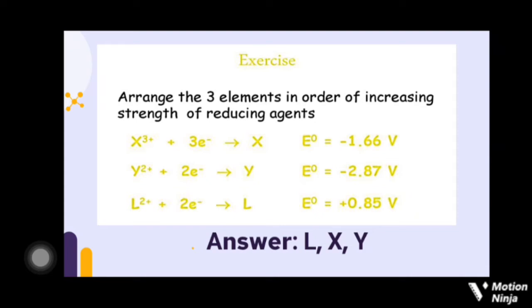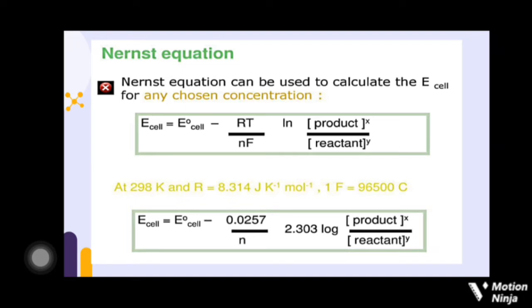Since L is positive, it is a strong oxidizing agent, so it will be the first one. Since it was said that the strength is increasing, next is the X, which has negative 1.66 volts. And lastly is the Y with negative 2.87 volts. That is the order of the increasing strength of reducing agent: L, X, Y.